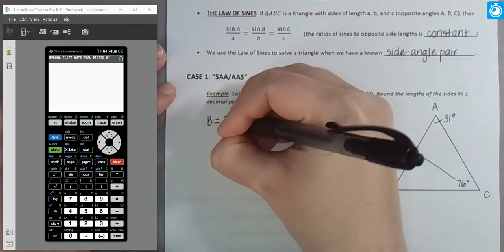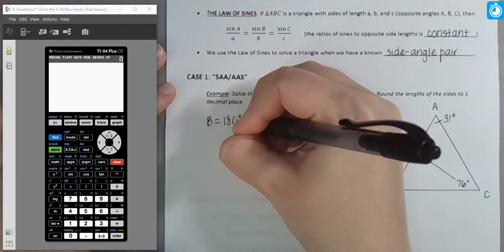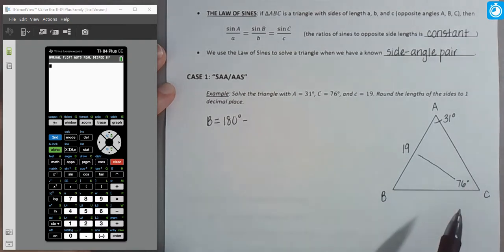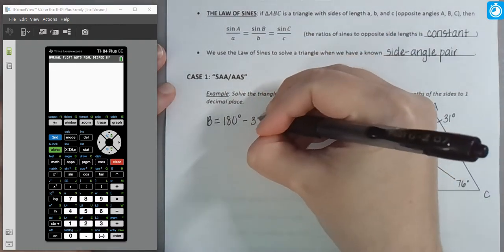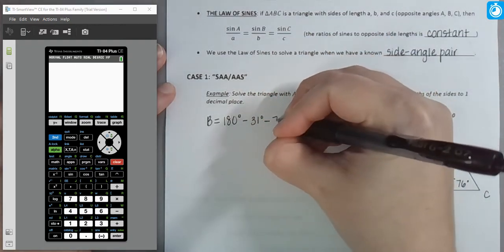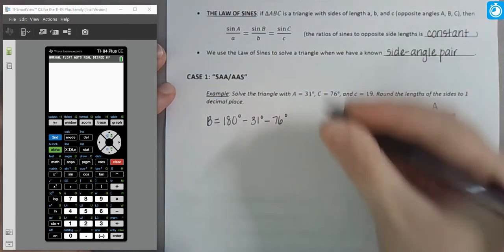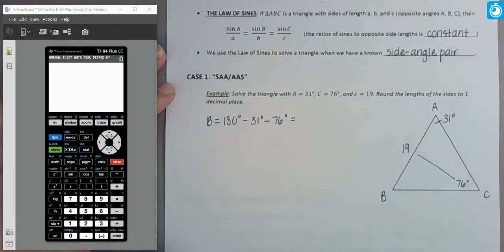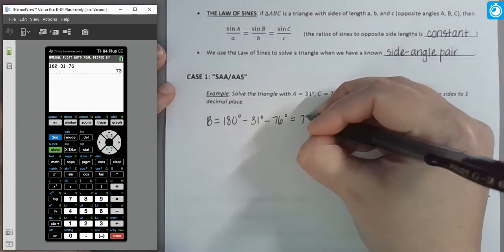So angle B is going to be equal to 180 degrees minus the 2 degree measures we were given. So 31 degrees and 76 degrees. So 180 minus 31 minus 76, and that's going to give us 73 degrees.